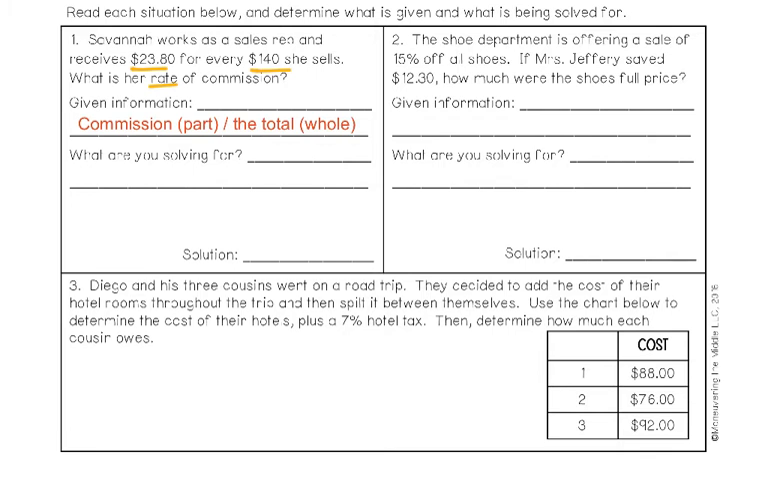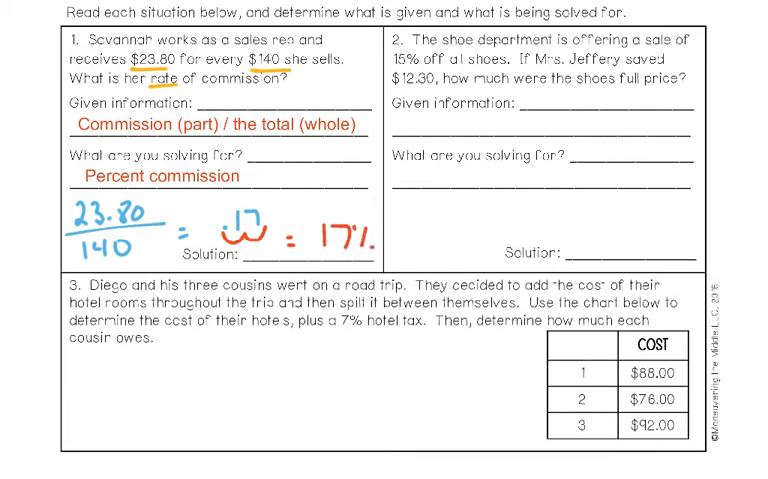Just like we did with unit rates, we'll do 23.80 divided by 140. It's our part out of the whole. Then we'll convert it to a percent. So this is just my work for this question. I have the 23.80 out of the 140 total, and I'm going to get the decimal 0.17. So when I get 0.17, I know that I want to know her rate of commission as a percent, or her percent commission. So I'm going to take that decimal and I'm going to move it over 2 times. So my final answer is 17%. That is her rate of commission. For every $140 she sells, she makes 17% of that.